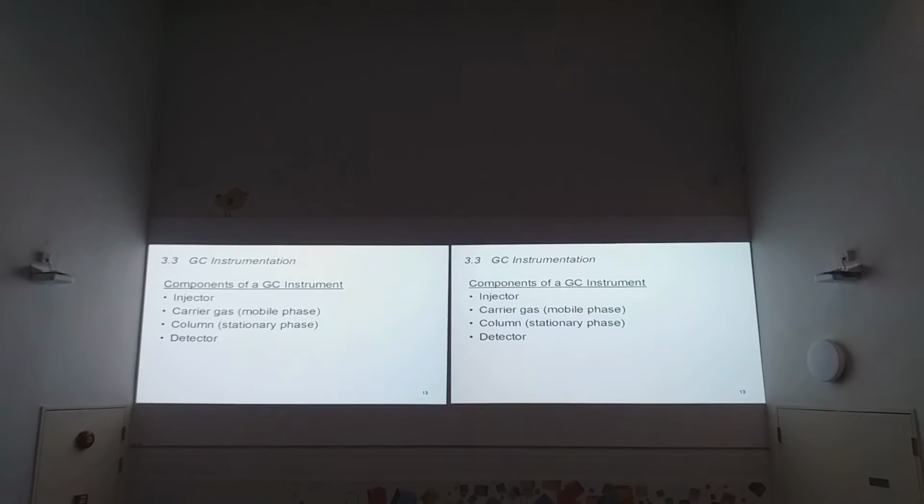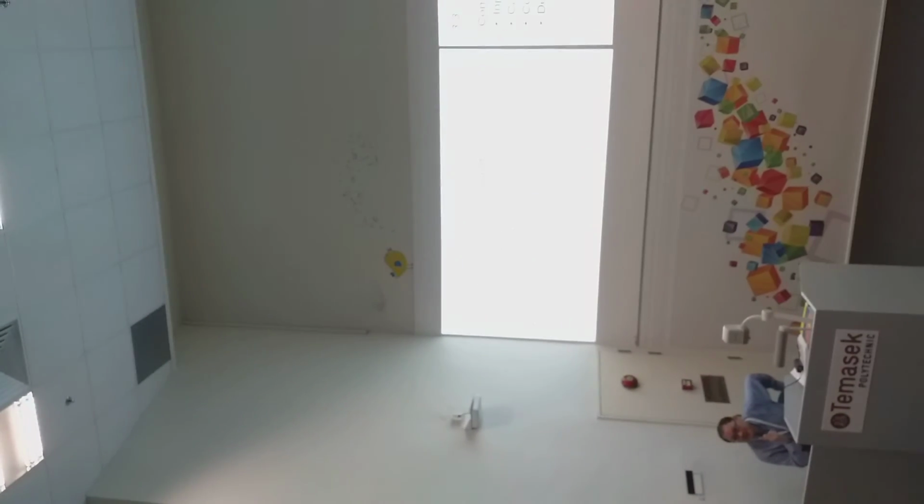Alright, we talked about instrumentation. There are two major components you need to put in: the injector, and then the detector, and of course the column, right? And the column is, in another word, essentially the heart of the instrument because the actual compound separation happens in the column. Right. So just now I was asking, can any one of you answer the question: what is the injector for in the GC?